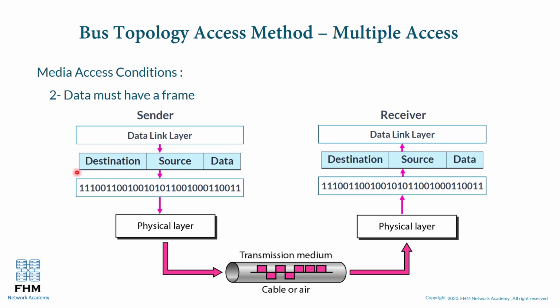And after creating the frame, the frame comes down to the physical layer, the layer that actually turns the frame or bits into signals and sends them through the media. The necessity of having a frame in a bus network is the fact that since the bus network is a shared bus or a shared network, all computers or all nodes in the network would receive all signals and frames.